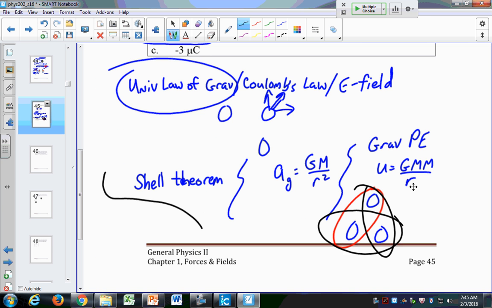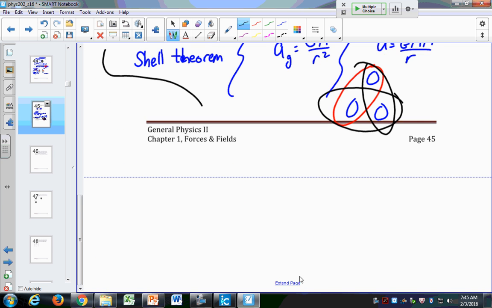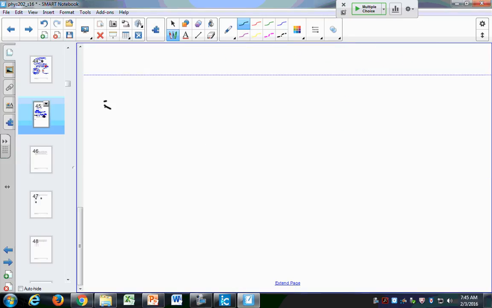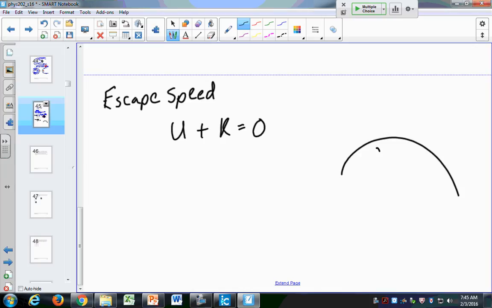But also remember, escape speed is based on this idea. I might ask you this in a short answer. Escape speed is based on the idea that the gravitational potential energy plus the kinetic energy remain constant. When we add these up, they remain equal to 0. So if I have a rocket ship on the surface of the Earth, its total energy is 0, and as it goes along, the total energy has to always equal 0.